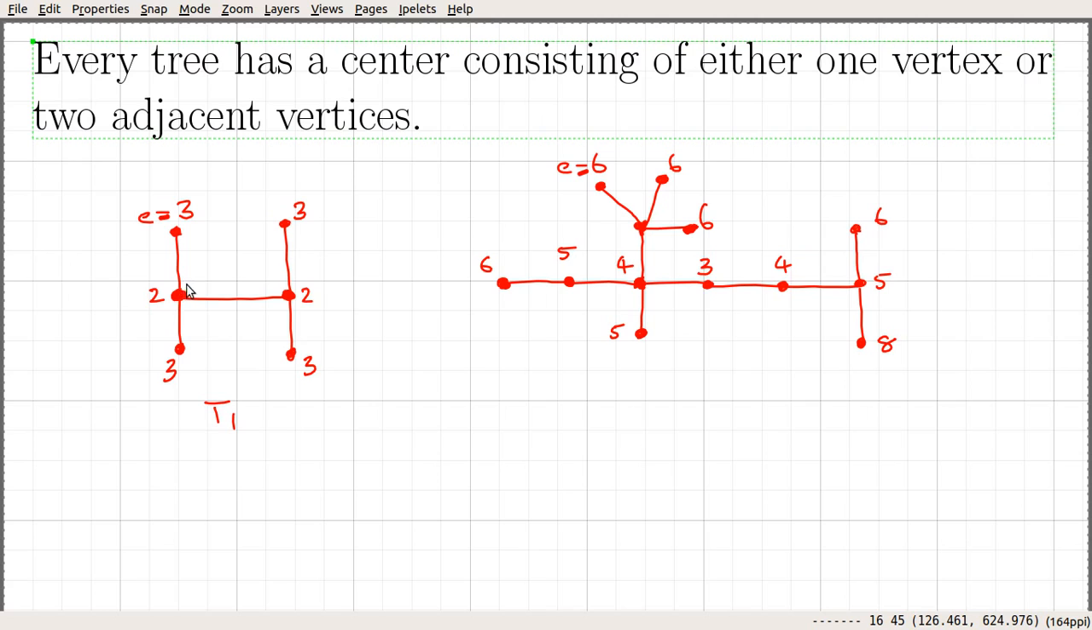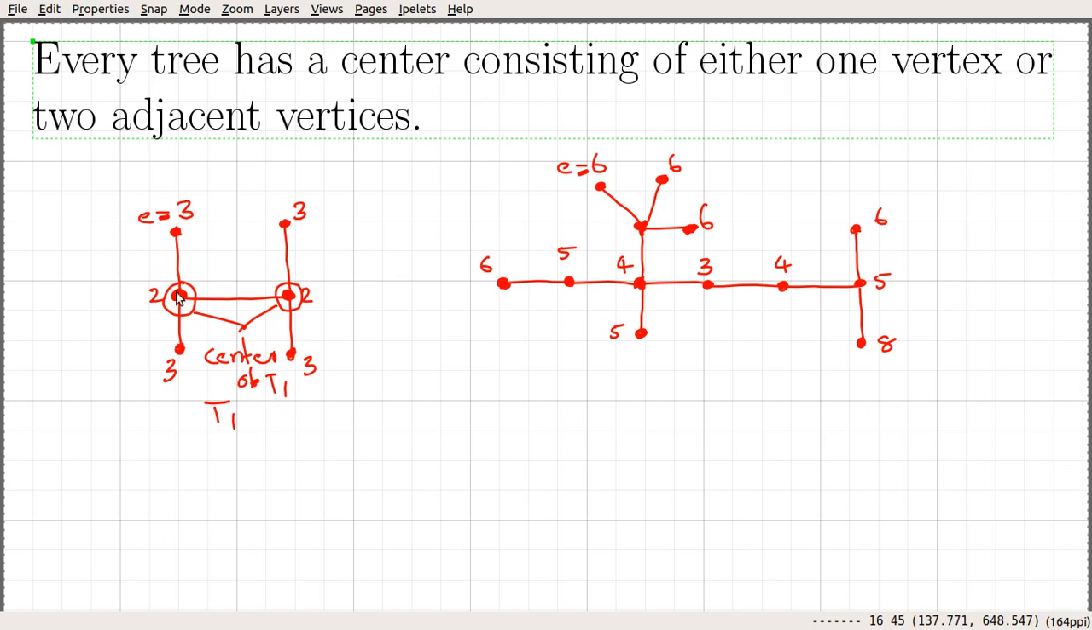the central points in this tree are this vertex and this vertex. Here we can see that the radius of this graph is 2, and these two vertices have eccentricity exactly equal to the radius. So these two vertices are the central vertices. These two vertices are the center of this T1.